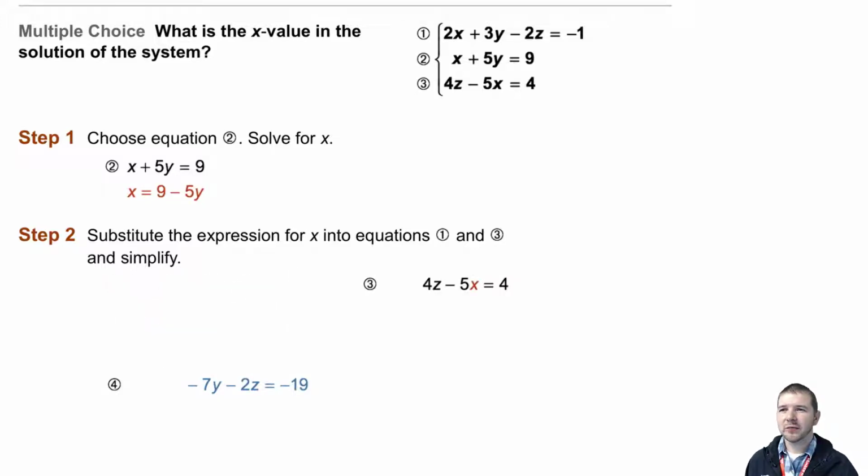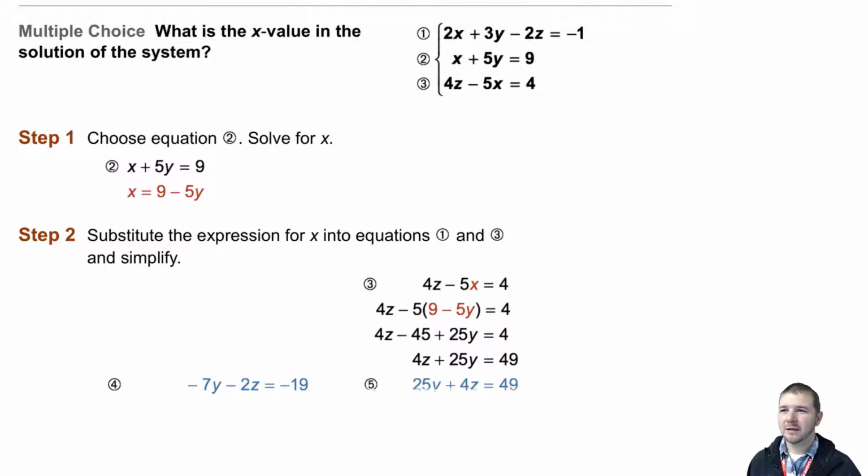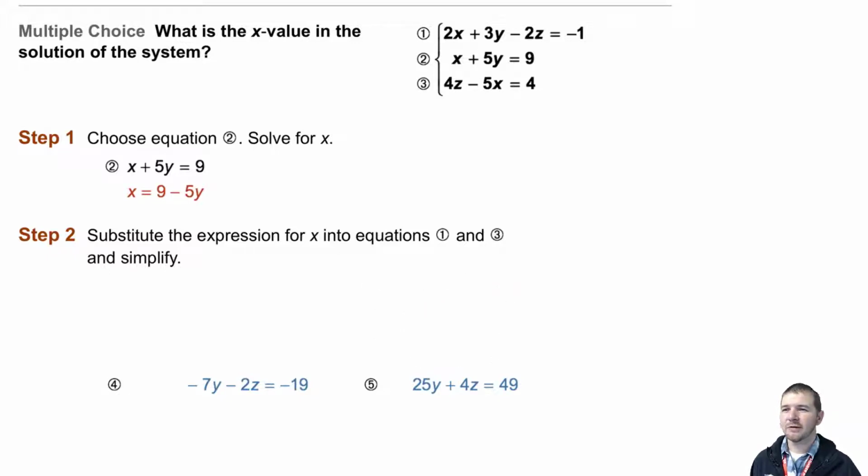Doing the same in equation 3, 4z minus 5x equals 4, substituting 9 minus 5y for x, we simplify and get the equation labeled here as 5, 25y plus 4z equals 49. So pairing these two, we have a new system of equations that only have y's and z's.